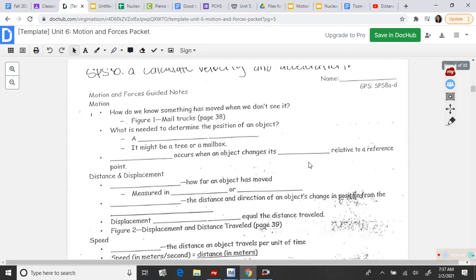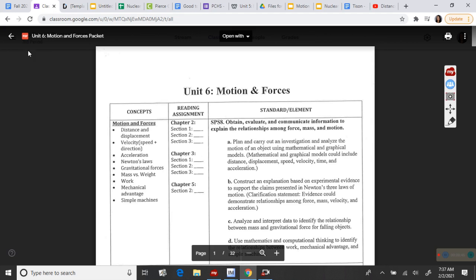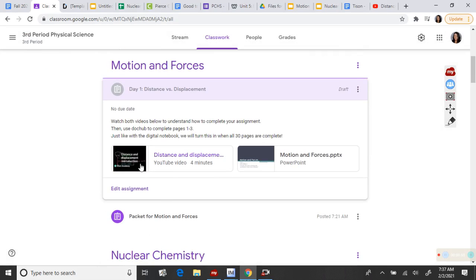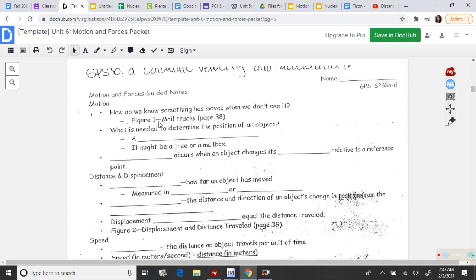So the notes on page 3 have a PowerPoint that goes with them. The first thing you need to do is watch the YouTube video that's attached to the assignment for today, and it's called Distance versus Displacement. When you watch that, it's going to talk about the difference between distance versus displacement. And then we're going to complete the notes.